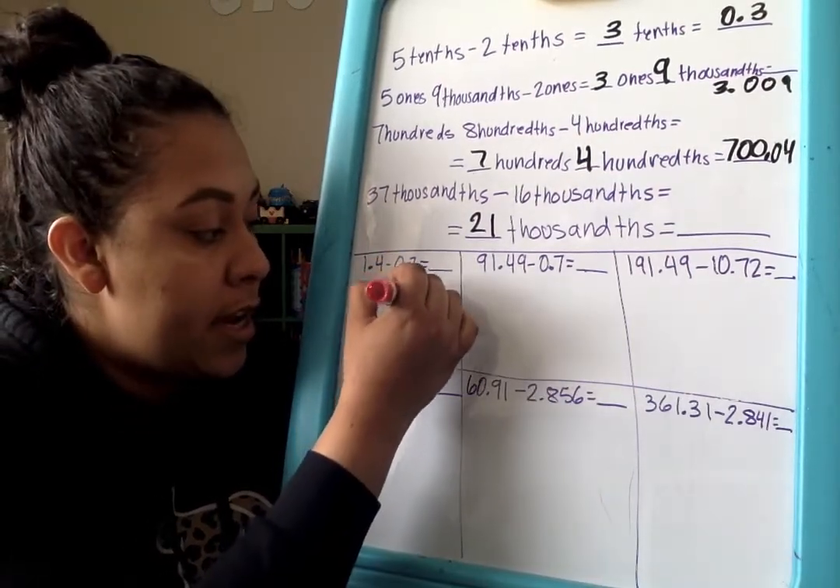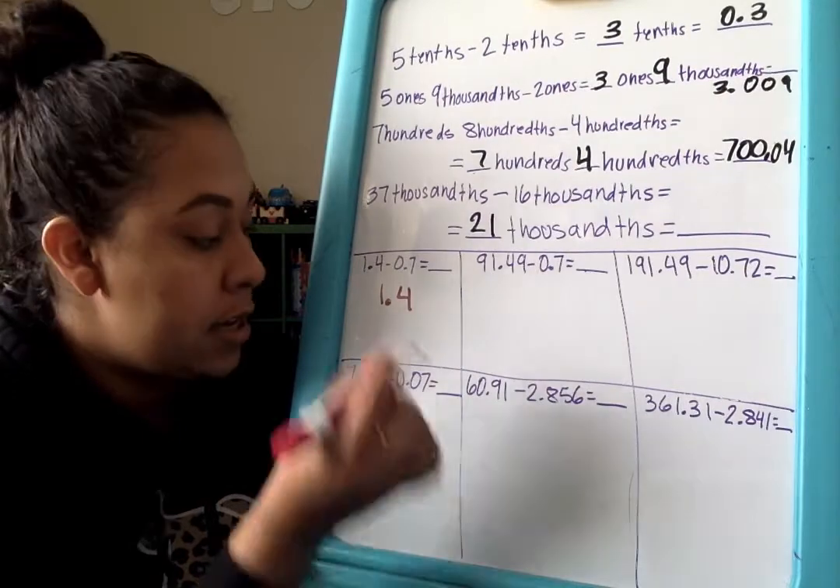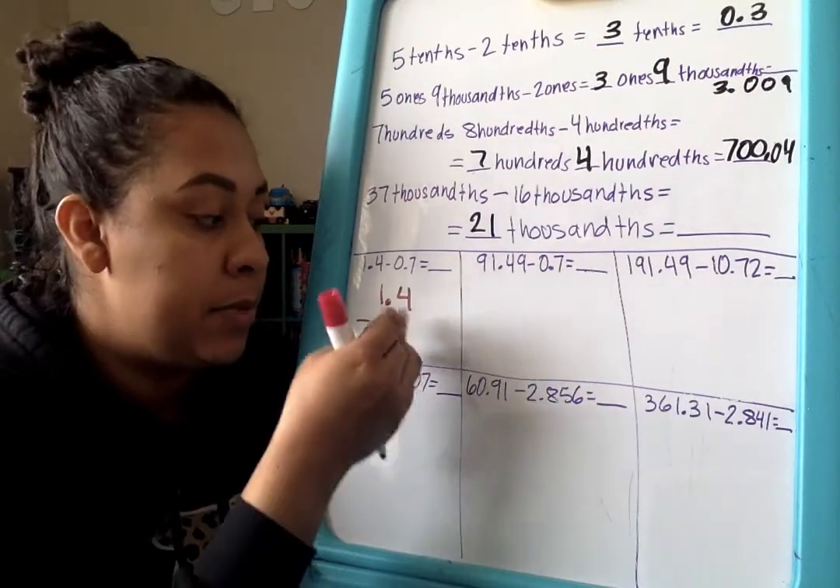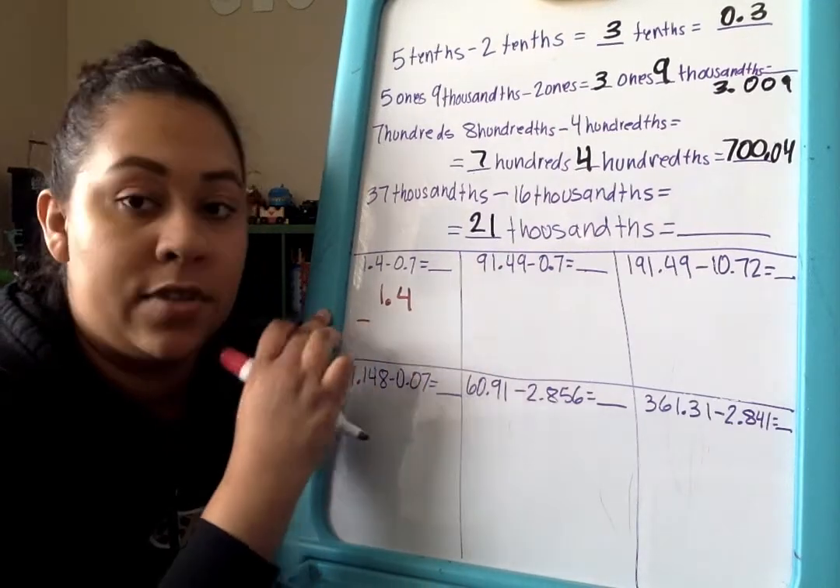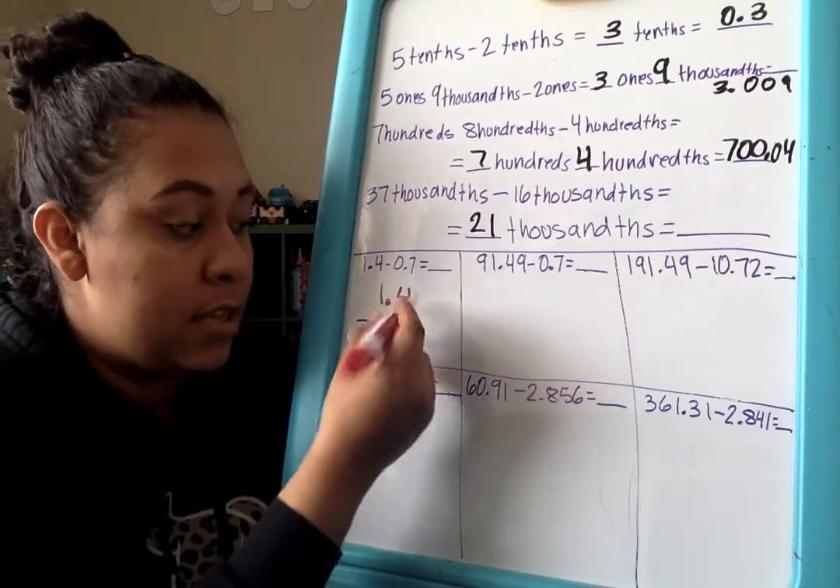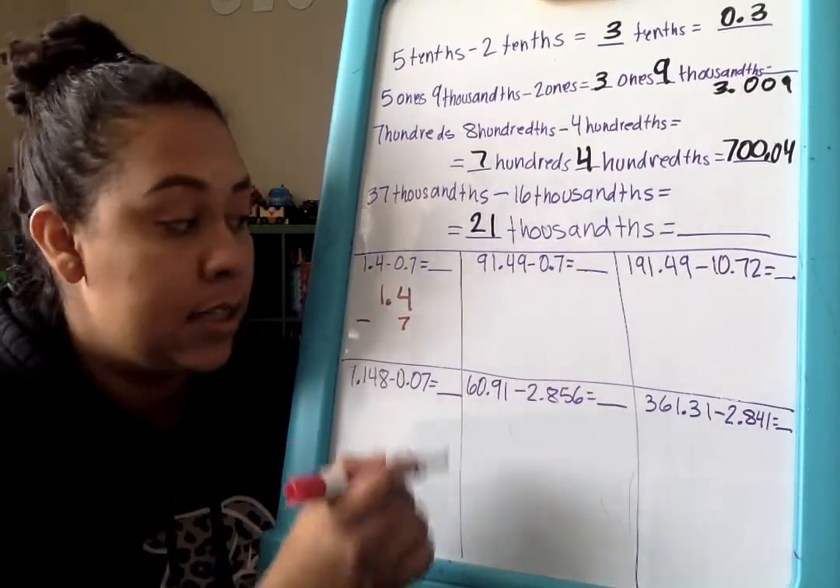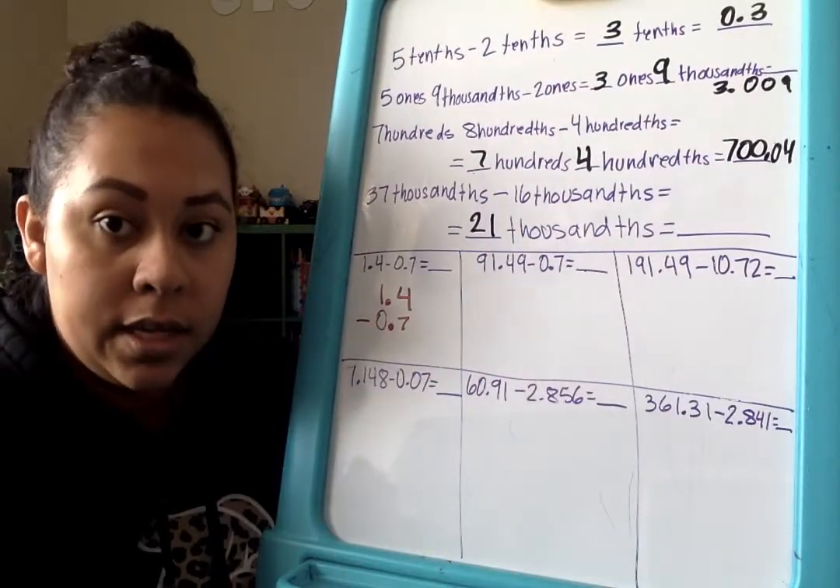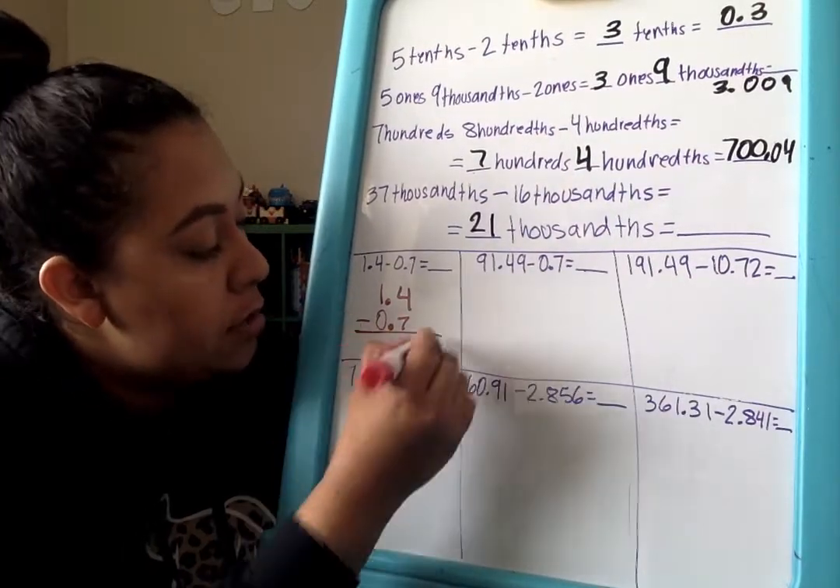So if we have 1 and 4 tenths, and we're going to take away 7 tenths, it's not just lining up that you have a digit here and then whatever's left over. It's lining up the place values. So 7 tenths, so that's 7 in the tenths place, 0 ones. Just like that. And decimal here. Okay. So now you would subtract.